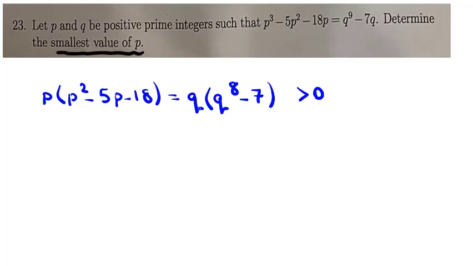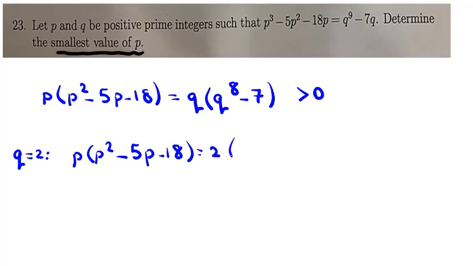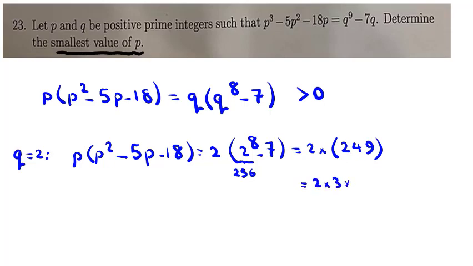So here we try to check some examples to understand what the problem is. At first, let's try when Q equals 2. So P times P squared minus 5P minus 18 equals 2 times 2 to the power of 8 minus 7. 2 to the power of 8 is 256, and it will be 256 minus 7, which is 249. And we can factorize it as 3 times 83. 83 is prime.